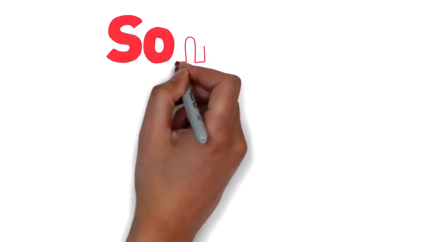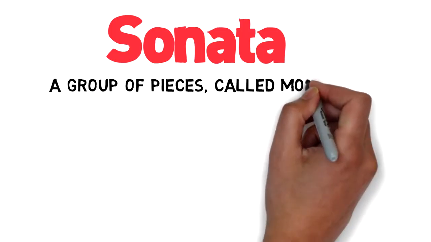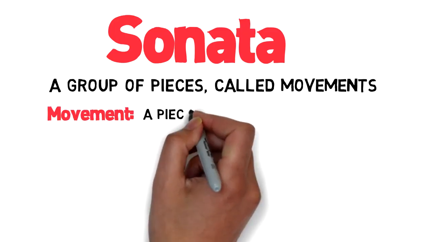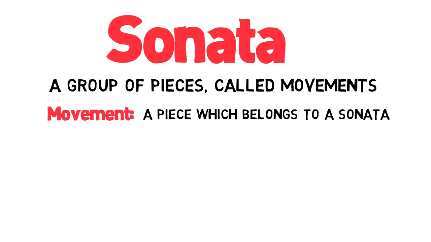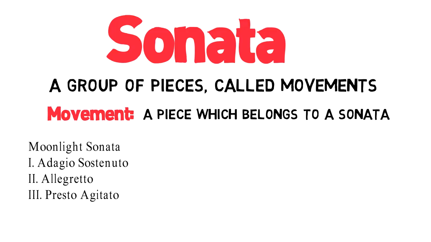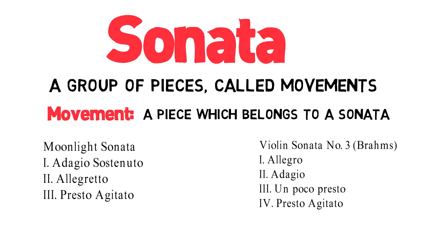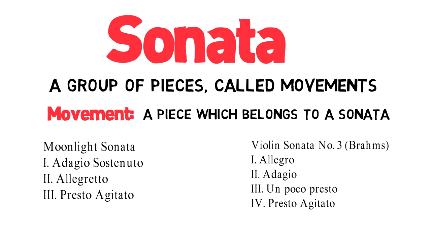What is a sonata? This is not to be confused with sonata form. It's kind of confusing, I know. A sonata implies a group of pieces called movements. So in turn, a movement is a piece which belongs as part of a sonata. So the Moonlight Sonata has 3 movements, for example, or Brahms' Third Violin Sonata has 4 movements.